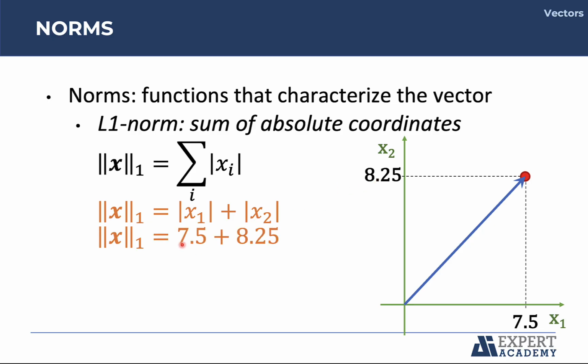It means 7.5 plus 8.25. And the result of L1 norm is 15.75. Notice in the graph that L1 norm can be understood as the distance along the axes, x1 and x2 in this case. This is also called Manhattan distance.